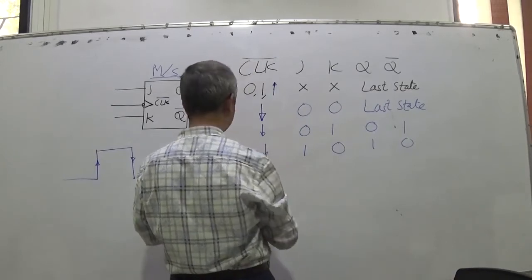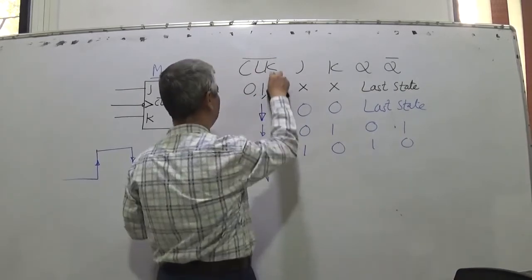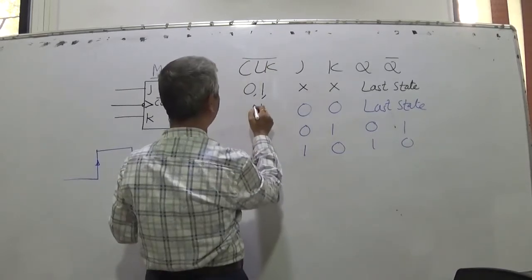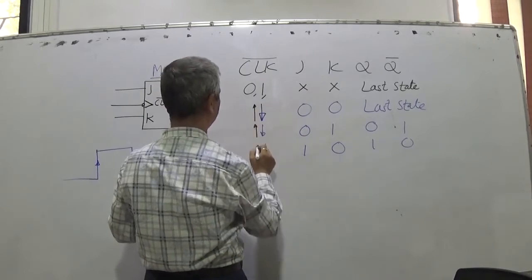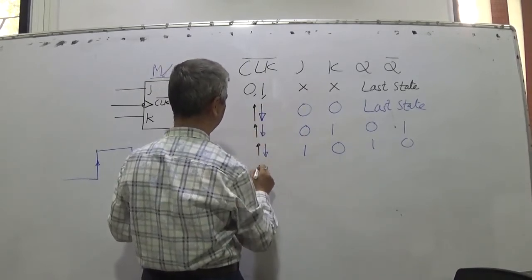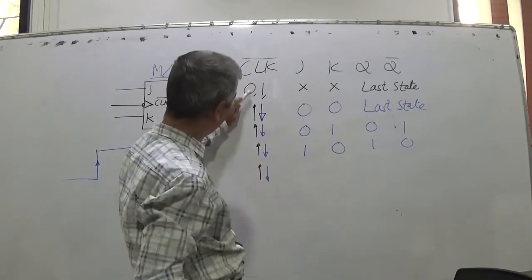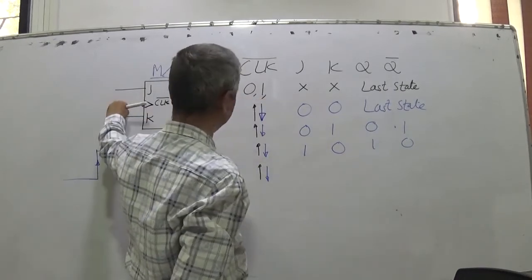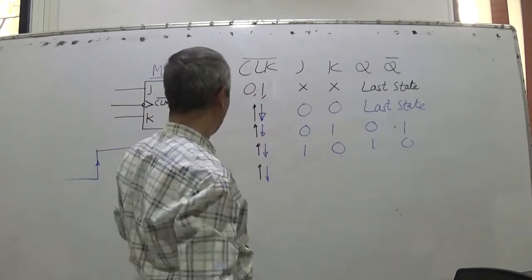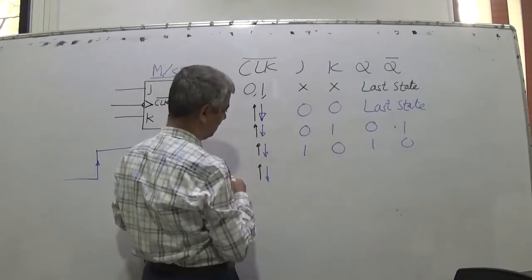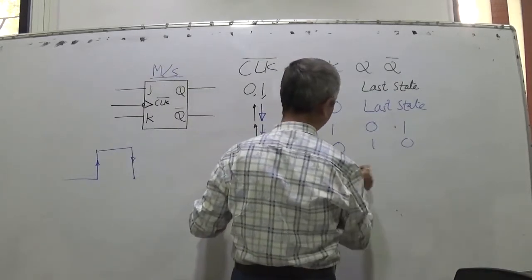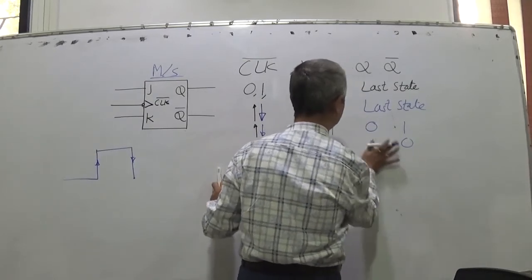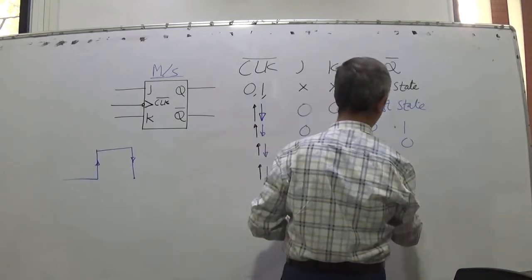And to be very precise, we can keep this as it is, and we can write clock going up and down. So this is very scientific. If clock is not changing, it is either 0 or 1. If clock is steady, no change occurs. Once clock goes up and then comes down, that time this is called toggle. So I will explain very clearly.